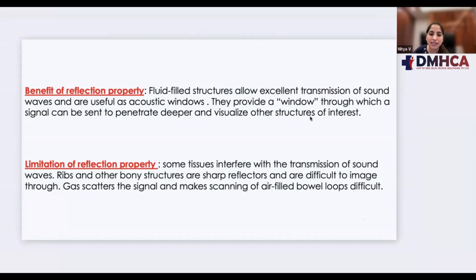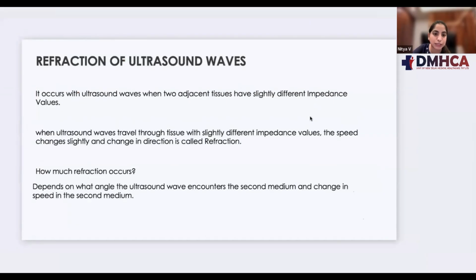So that is why, because the gas scatters the signal, and because of the scattering of light, we do not get the proper image. That is the only limitation of the reflection property.